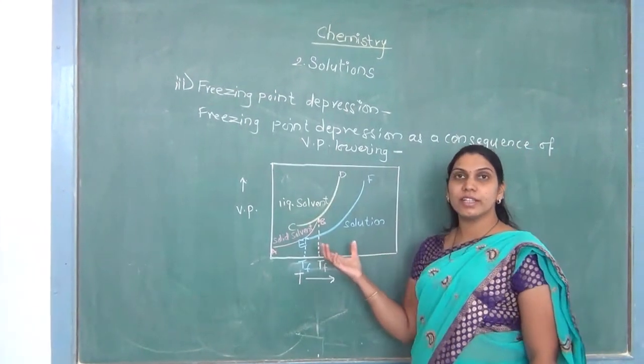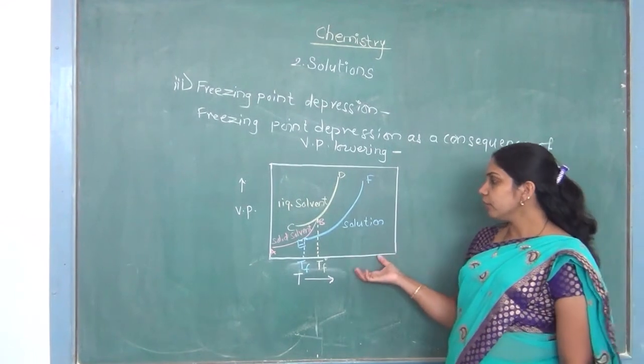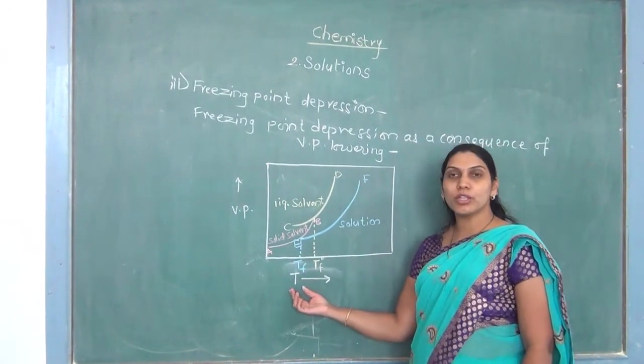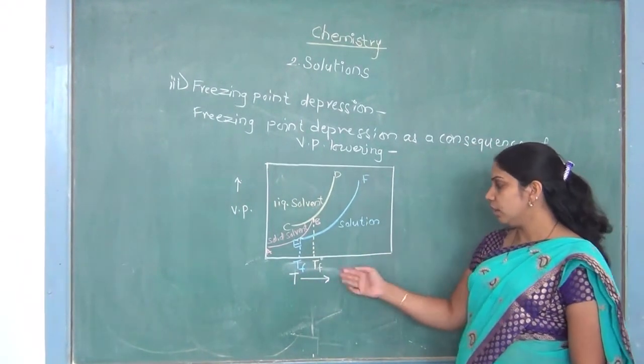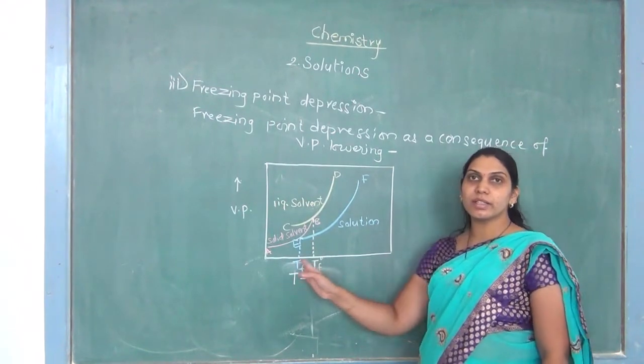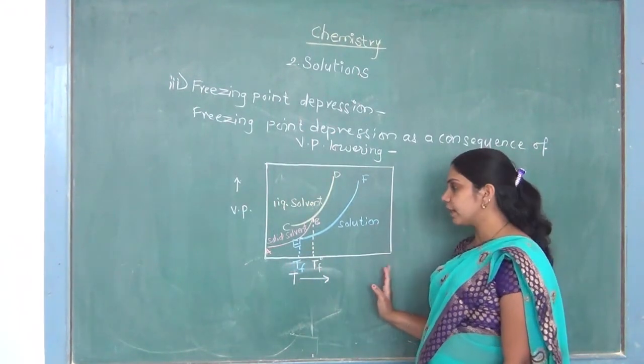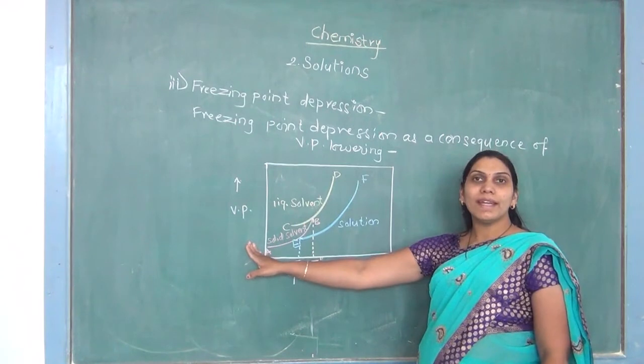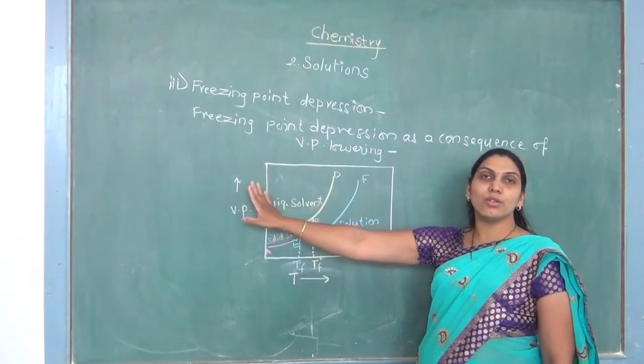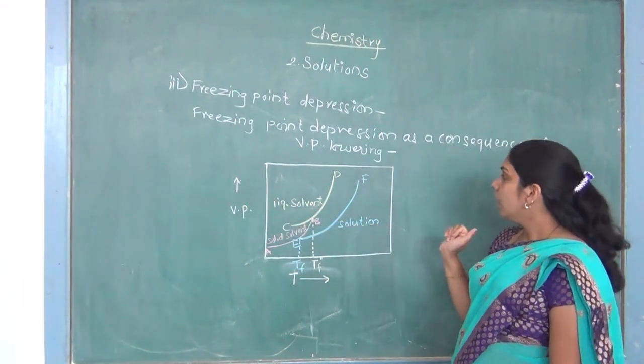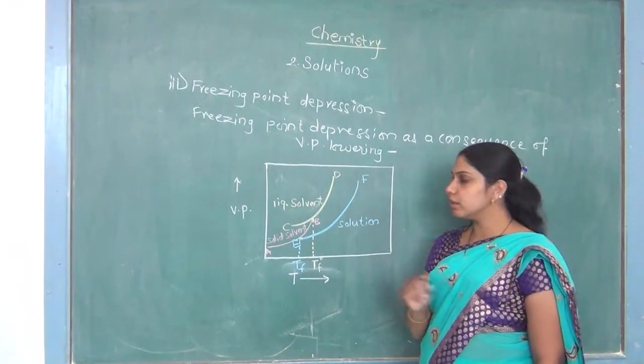See the graph that I have drawn. In this graph, we have plotted temperature on the x-axis. The values of temperature are increasing from left to right. On the y-axis, we have plotted the values of vapor pressure. The graph includes three curves.